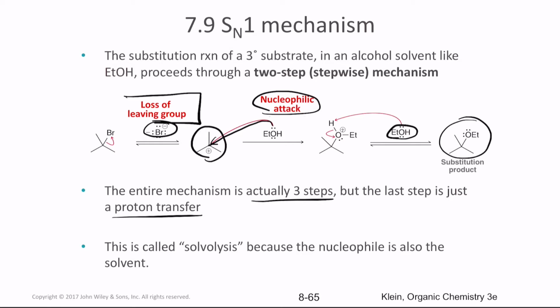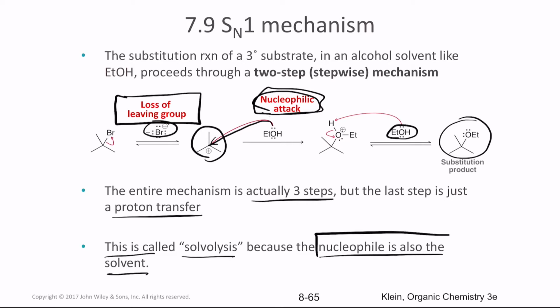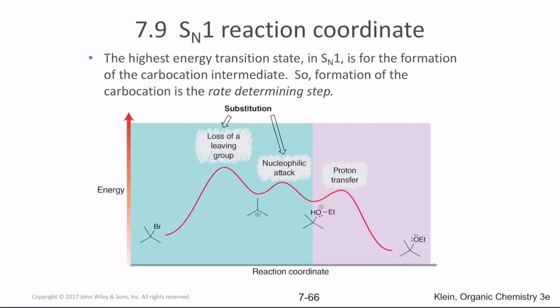The first step is the loss of a leaving group, creating a carbocation intermediate, and the second step is the nucleophilic attack. So these are the main 2 steps that are involved. This process is called solvolysis because the nucleophile is also the solvent. Remember, in this mechanism the nucleophile itself acts as the solvent. So we do not use a separate solvent. The solvent itself acts as the nucleophile.